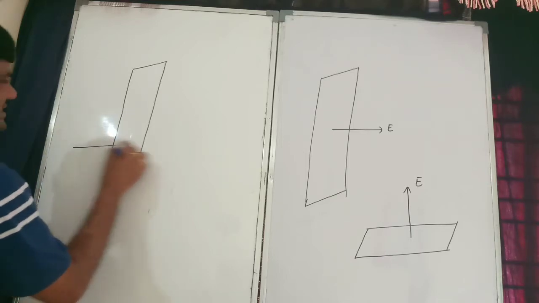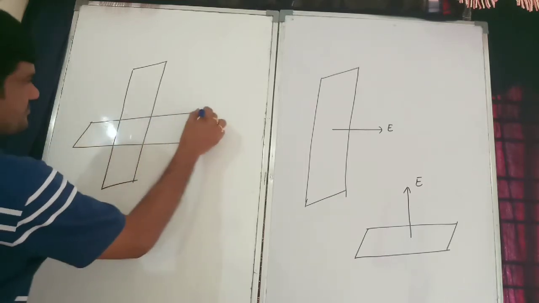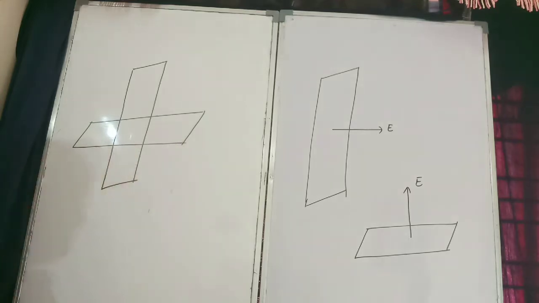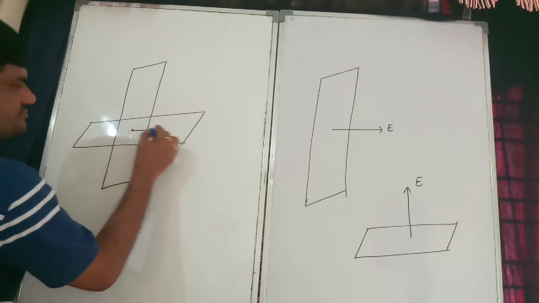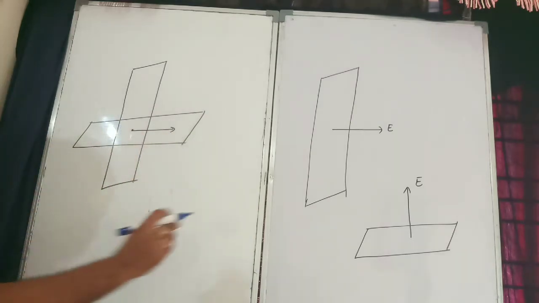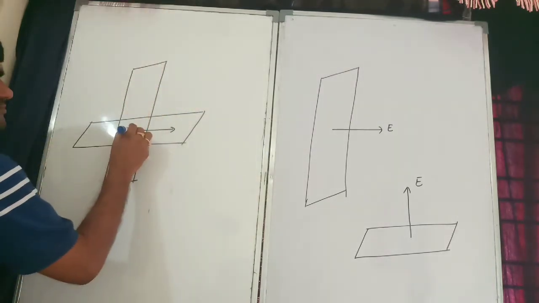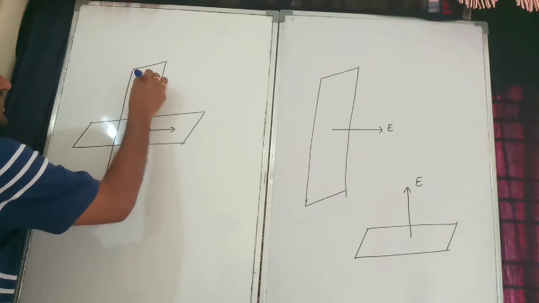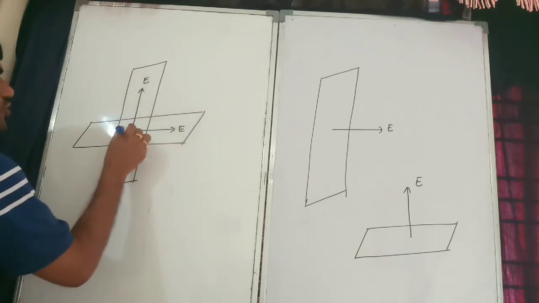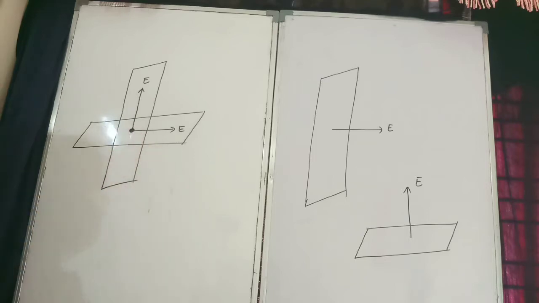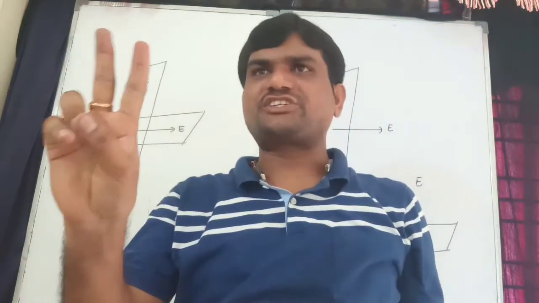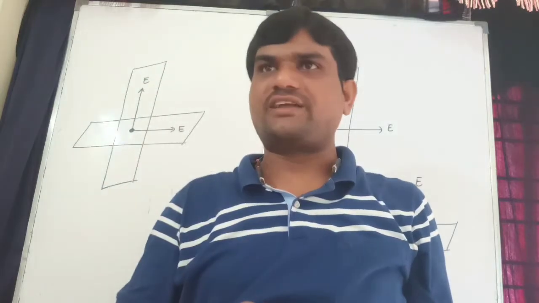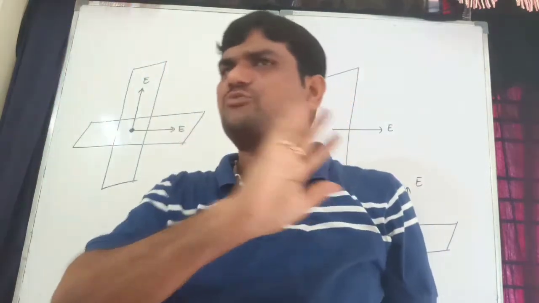This is the second plate. First plate and second plate. For the first plate, the electric field is in this direction. For the second plate, the electric field is in this direction. So this is impossible: two electric field lines with two directions at the same point are not possible.